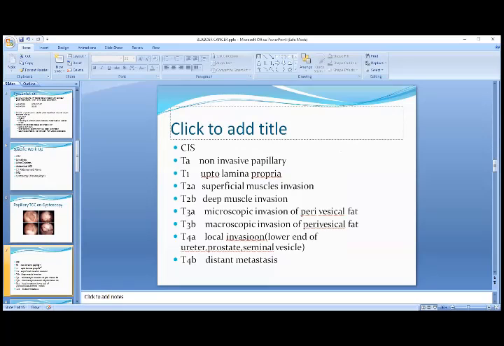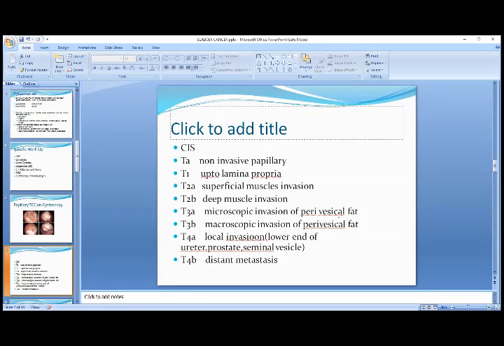So in case of TA, non-invasive papillary growth, T1 is up to the lamina propria, and T2A is superficial bladder invasion, and T2B is deep muscle invasion. Let's start again. TA is non-invasive papillary, T1 is up to the lamina propria, T2A is superficial muscles, T2B is deep muscle, T3A is microscopic invasion of the perivesical fat, and T3B is the macroscopic. Please note the difference, microscopic and macroscopic.